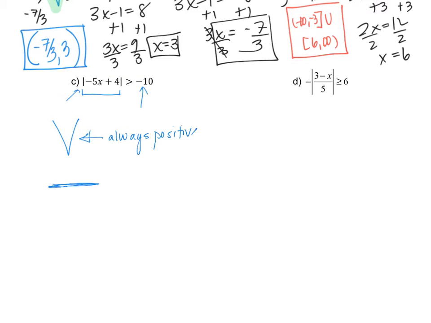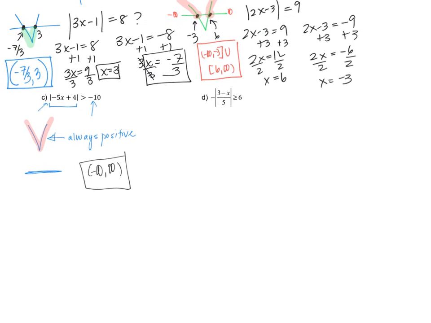And so if we look at this question, it wants us to say, when is this absolute value greater than or equal to negative 10? So when is it above? It's above all the time. So this is actually a special one where we're going to say it's going to be all the time, from negative infinity to infinity.